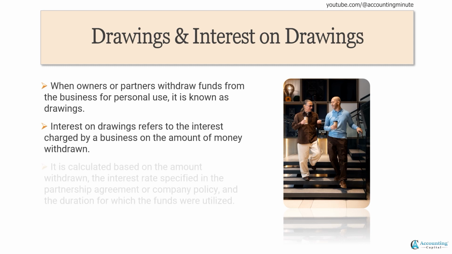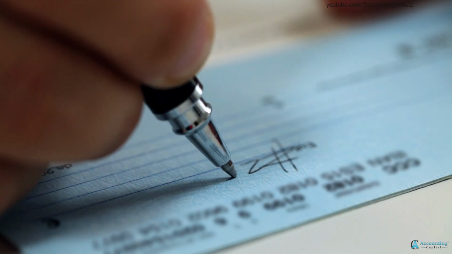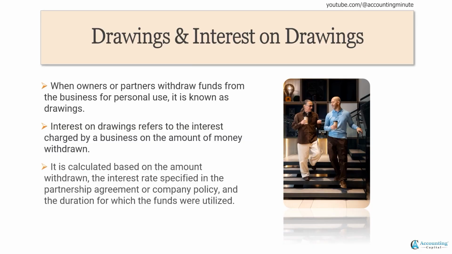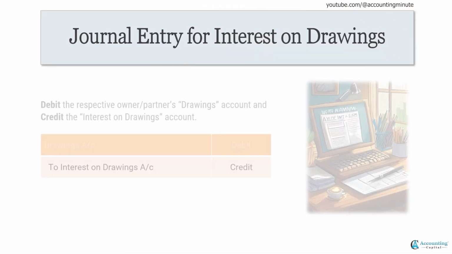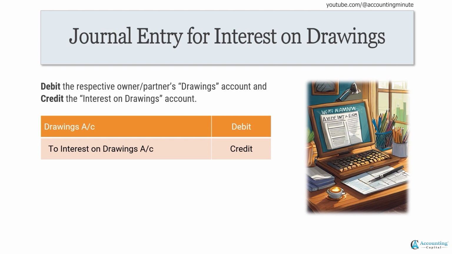It is calculated based on the amount withdrawn, the interest rate that is already set, and the duration for which the funds were utilized. The journal entry for interest on drawings includes debiting the respective owner's or partner's drawings account, whereas crediting the interest on drawings account. The logic behind this journal entry is debit the decrease in capital and credit the increase in income.